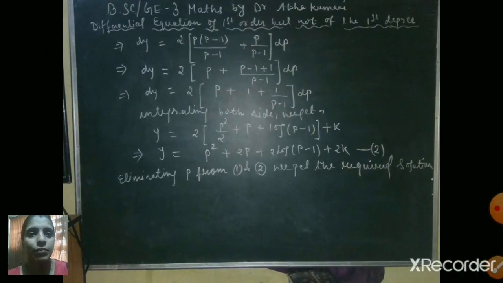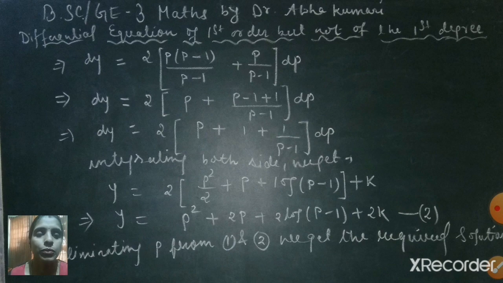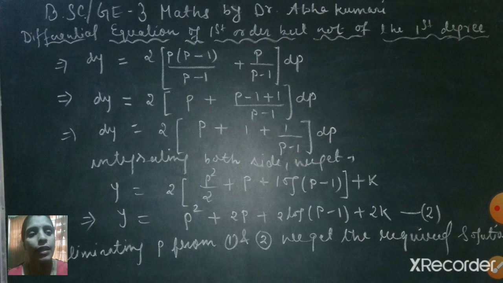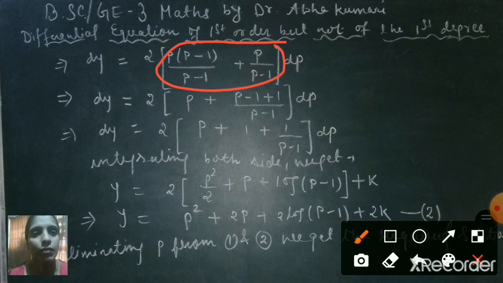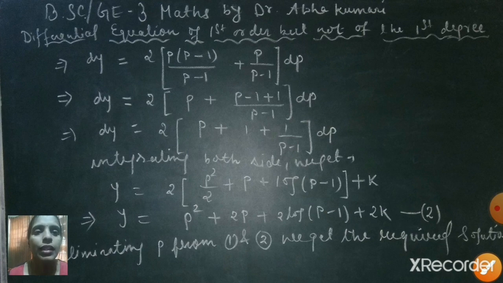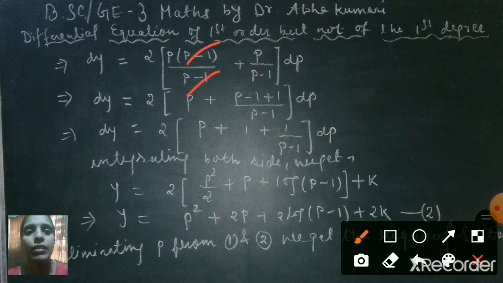So let's see the second part. Here we have dy equals 2 times. Now we bifurcate this term into two terms: p square minus p is taken in one bracket, so we have p minus 1 divided by p minus 1, and thereafter we have p divided by p minus 1. So we have dy equals 2 times, where p minus 1 gets cancelled, so we are left with p plus.